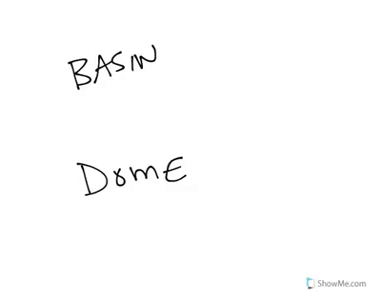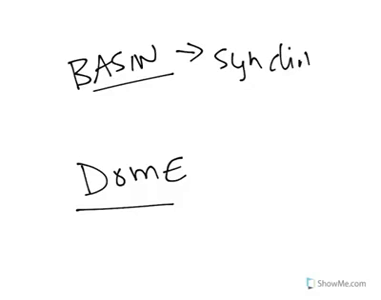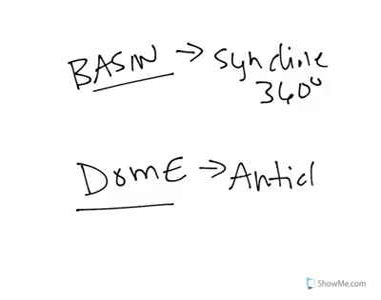Now let's take those basic structures and put them in 360 degrees. We're going to end up with two structures, a basin or a dome. A basin is nothing more than a syncline in 360 degrees. A dome is nothing more than an anticline in 360 degrees.